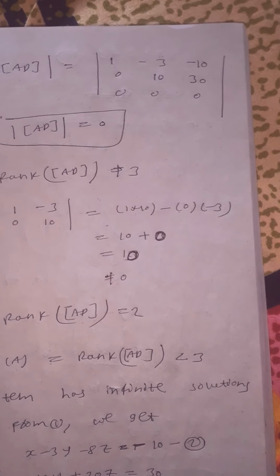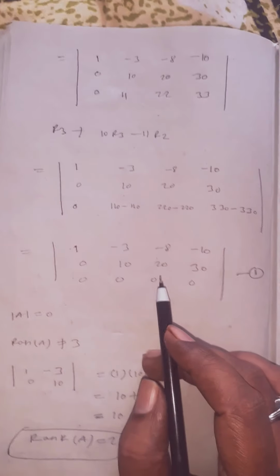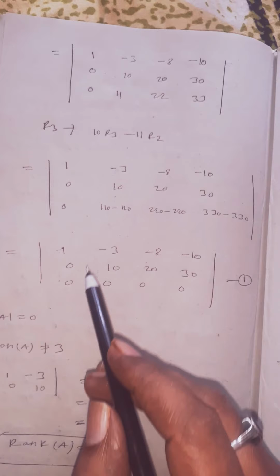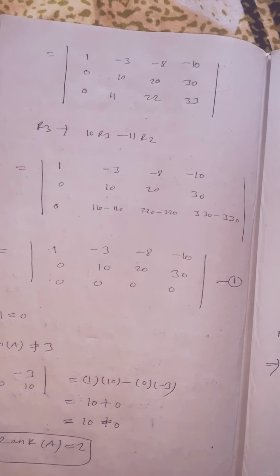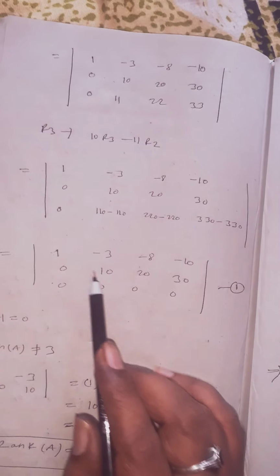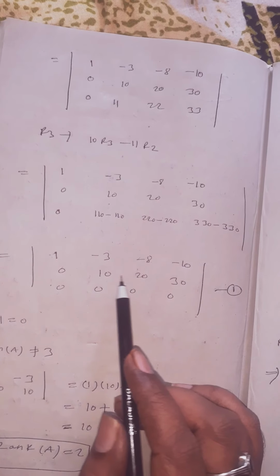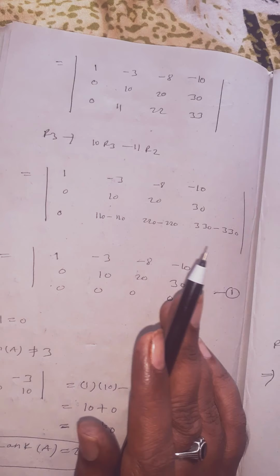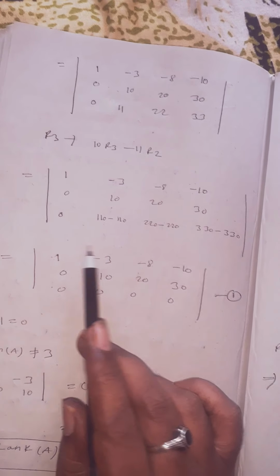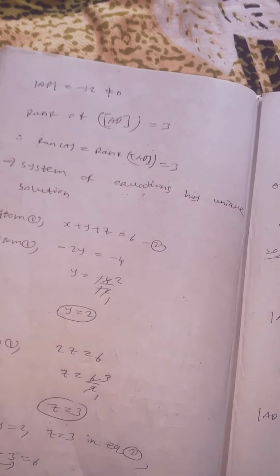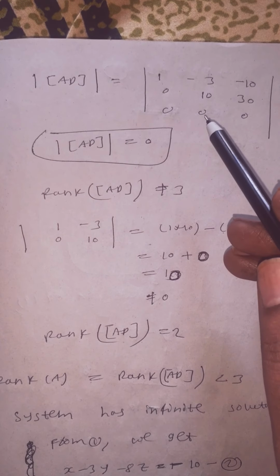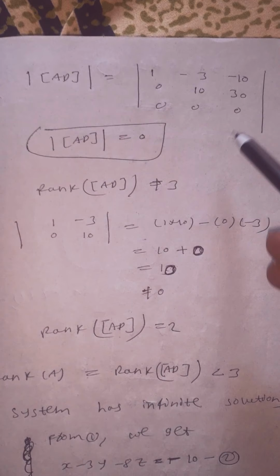Next, the augmented submatrix. So what is the remaining part? We have to take compulsorily this fourth column. So the first column and second column also I have taken. You can take the first column, second column, third column. In those 3 columns you can take any 2 columns, your wish, but take like this, the better option. So 1, 0, 0, minus 3, 10, 0, minus 10, 30, 0.